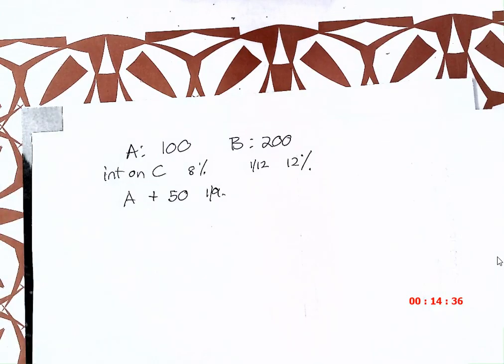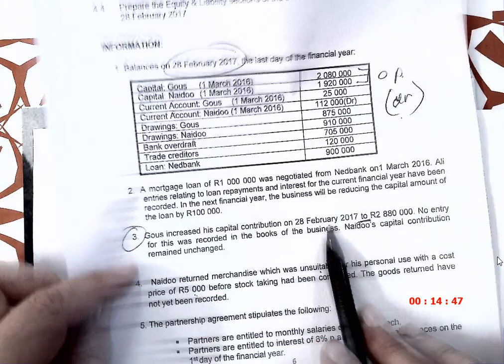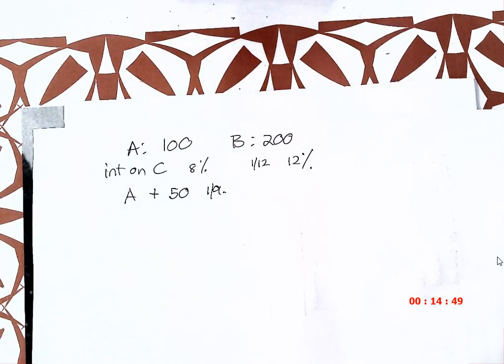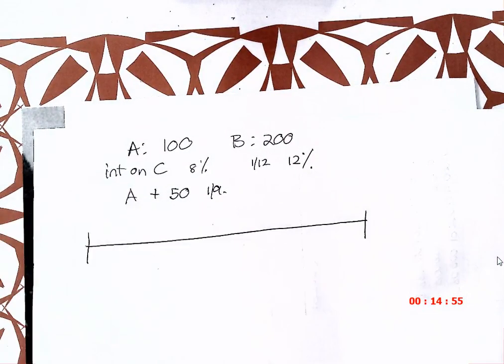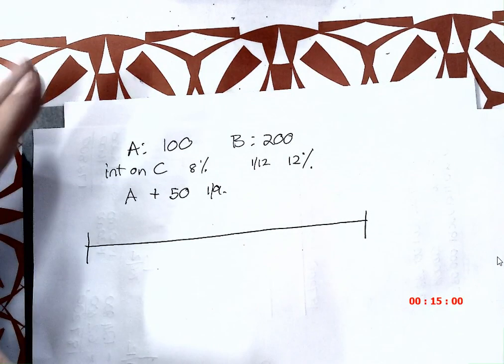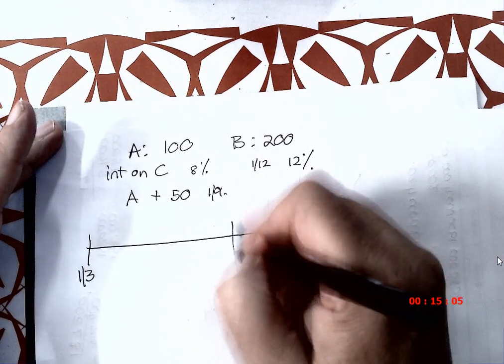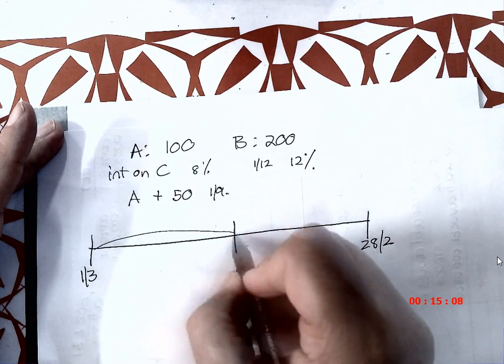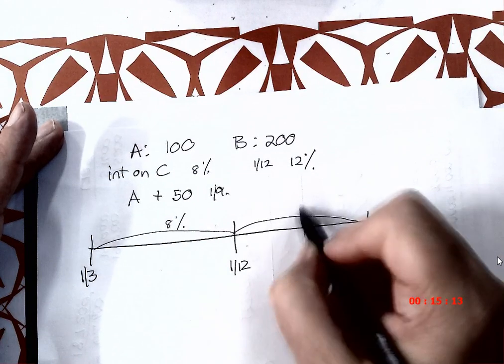So now I give you an increase in the capital, and you say, but Gous also increased. But can you see Gous increased his capital at the end of the financial year? Okay, but let's say he increased it during the year. Then what I need to do is departmentalize. I do blocks. So the first thing I'm going to say, my year starts 1st March, 28 Feb. There's an increase. So up until there, it's 8%. And from the 1st of December, it's 12%.